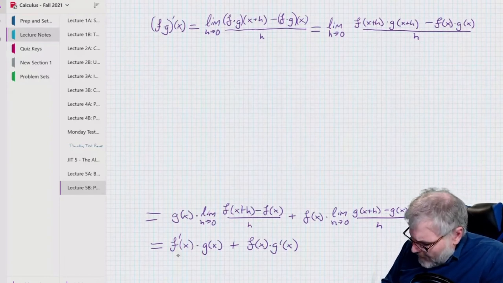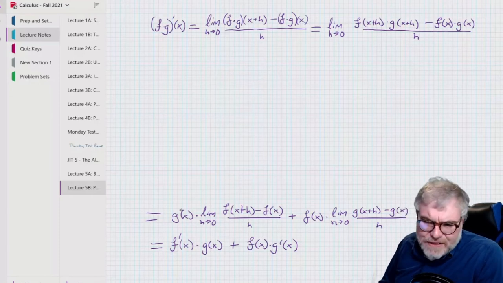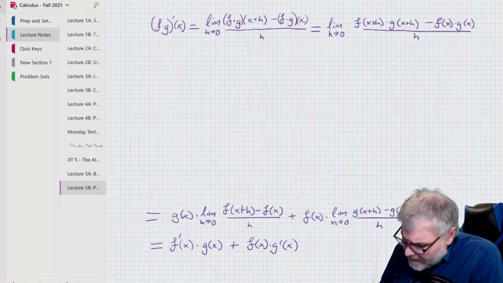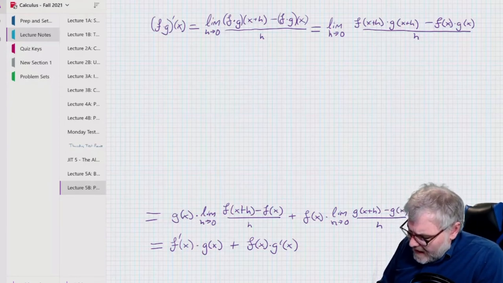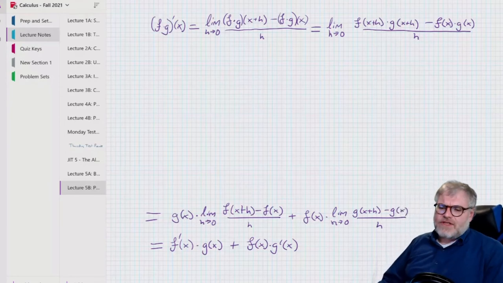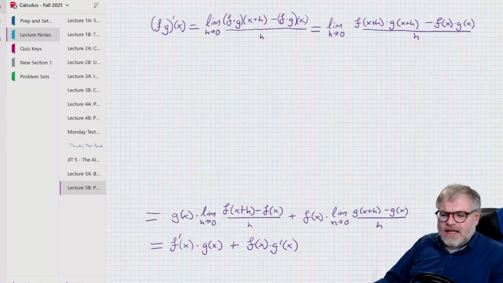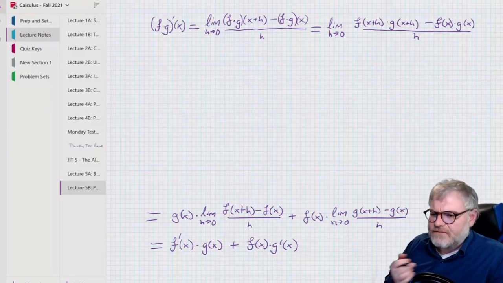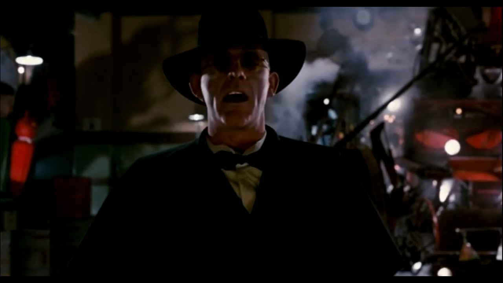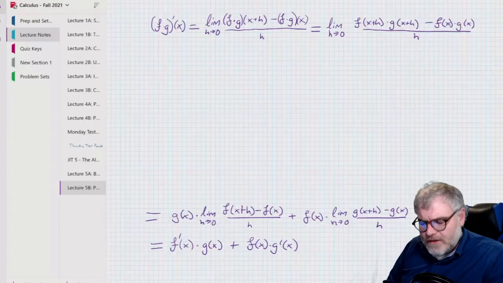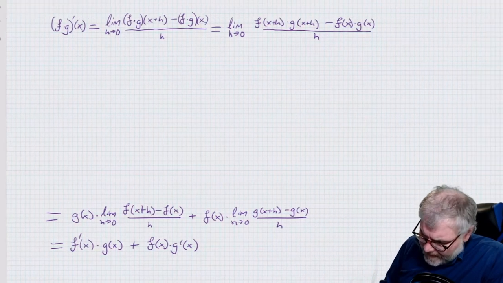I've got f prime of x times g of x. I'll probably write that with the g out front because, you know, it's a limit. So I'll probably have g of x times the definition of f prime, plus f times the definition of g prime. How do I get from there to there? We're calling it a freeway. Let me show you how I get from there to there.